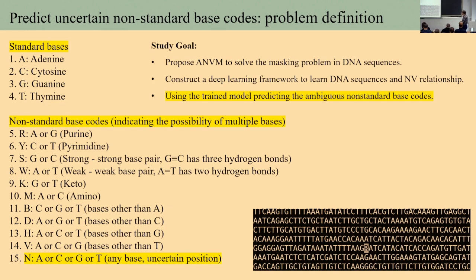We find, in this long sequence, suddenly there's an R. That means R here is A or G, not determined. Not determined is 50-50? No, maybe 50, maybe not. You don't have information. No information. They just tell you, in this position, it's R.